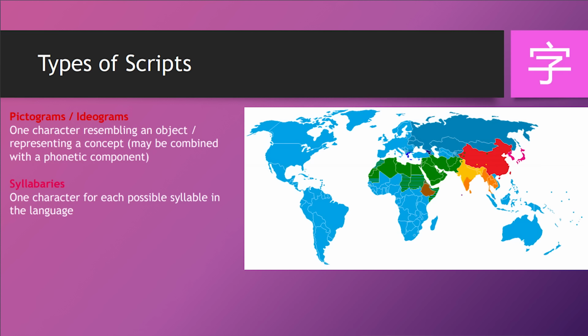Hangul, the Korean alphabet, is sometimes described as an alphabetic syllabary. So it doesn't fit too well into specific categories.